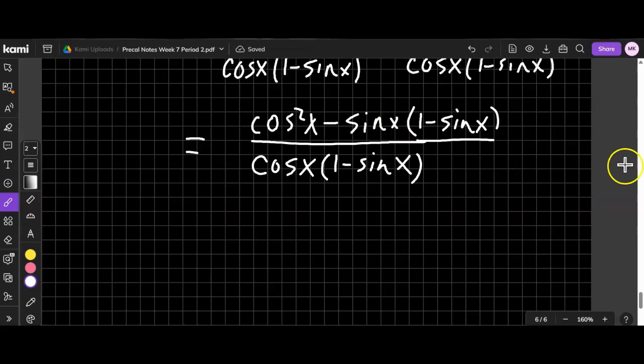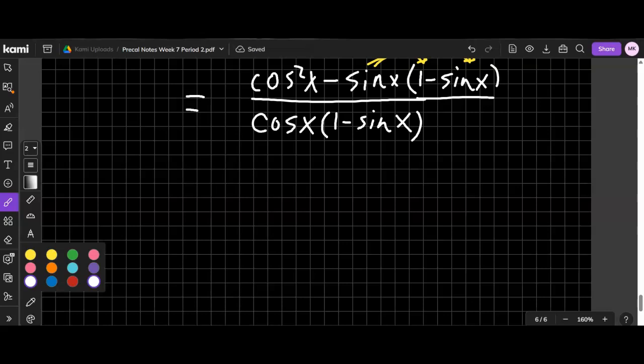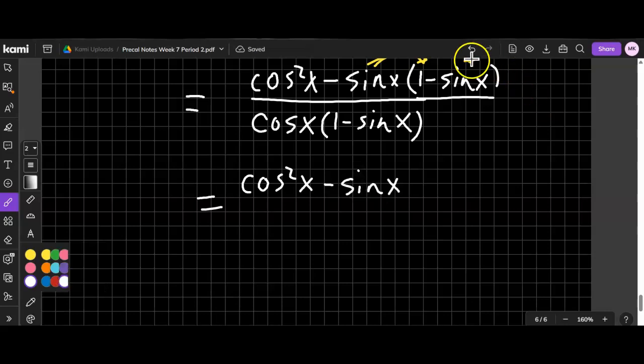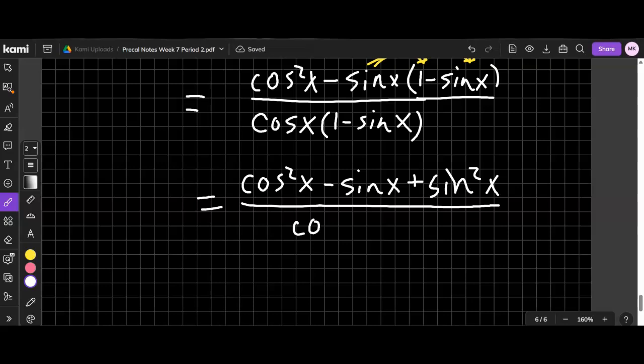So distributing that sine of x, boom and boom. I want to make sure I don't forget my negatives because I have a negative sign right here. So a negative sign times a positive 1 means, bookkeeping is important, we have the cosine squared of x minus the sine of x, and then negative sign times a negative sign is a positive sine squared of x. And of course, that's all being divided by the cosine of x times 1 minus the sine of x.